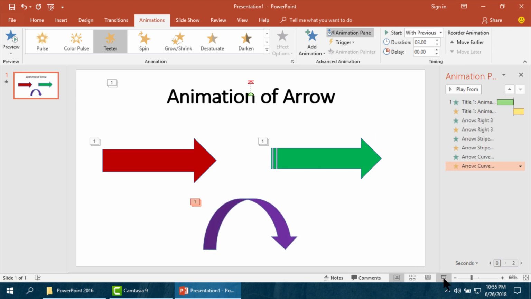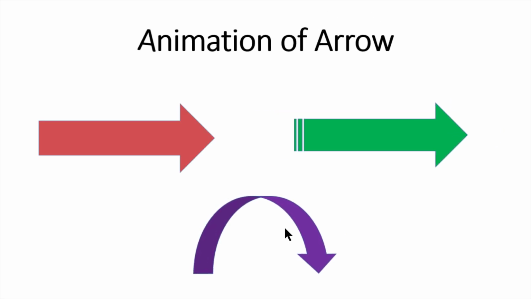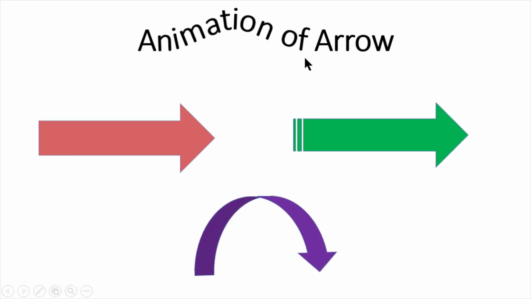Now I am showing the animation. I have already made the animation completely. Yes, this is the animation I have already made using PowerPoint. Different types of arrows. It is making animation until the end of the slide.